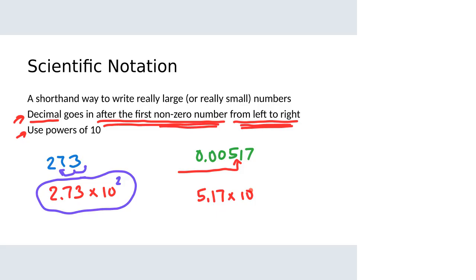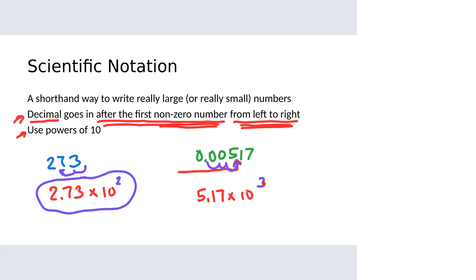Now, the question that I'm going to ask myself to figure out what power to raise this to is: 5.17, what do I have to multiply by to get 0.00517? Well, that's a weird one. Well, we're moving the decimal point 1, 2, 3 places. So there is going to be a 3 in this exponent.